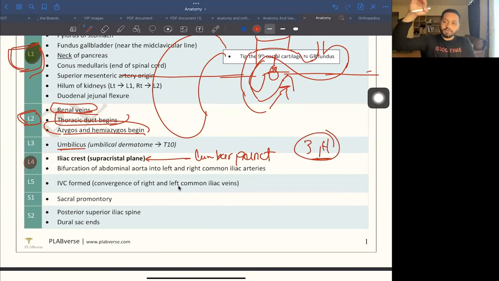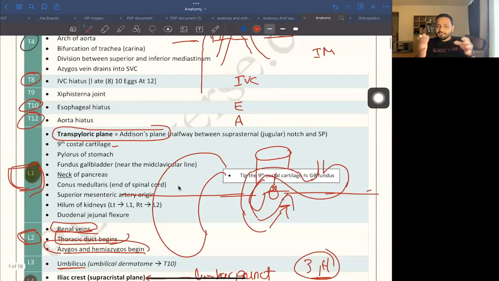So you get the level of the ASIS, or the iliac crest, and you go all the way back, and this is the level of lumbar 4. Okay, so this is why it is important. L4 is an artery, so it's the bifurcation of the aorta, and L5 is a vein, which is the beginning of the inferior vena cava, and S1 is the sacral promontory, and S2 is the posterior superior iliac spine and dural sac end. So this page is not interesting, but it's very important.